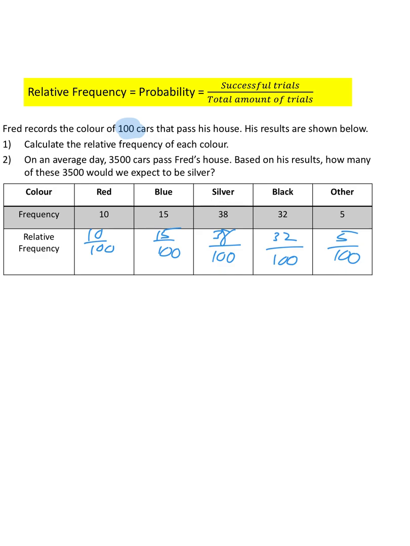Now for question 2, so this is an expected frequency question. We're told on an average day, 3,500 cars pass Fred's house. Based on his results, how many of these 3,500 cars will be silver? Okay, so our probability of silver is 38 over 100, multiplied now by 3,500. Okay, and working this out, so I'm just going to do this fast. So 38 over 100 times 3,500, that'll be 1,330.